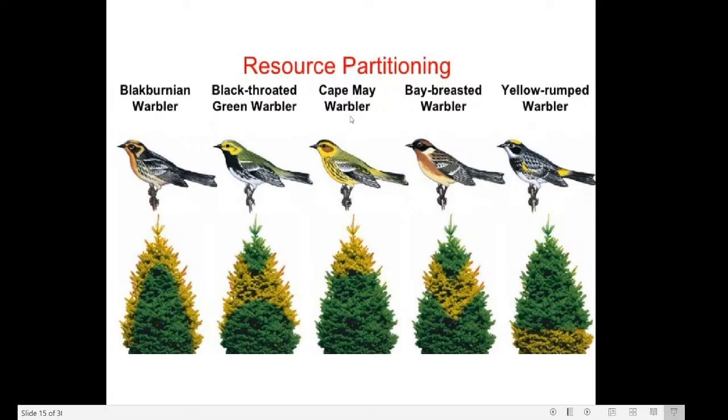The cape may warbler eats the top leaves of the trees. The bay-breasted warbler eats in a V-shaped habit, it comes down and goes up. And the yellow-rumped warbler eats the lowest part of the tree. It's a very important concept in resource partitioning. They provide the tree type and the eating habit and the name, and you have to find the answer.